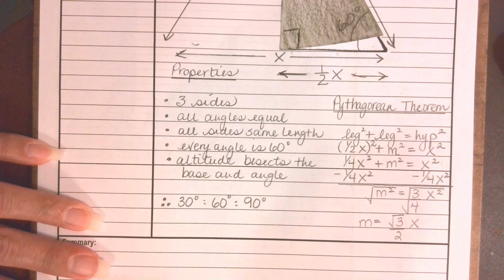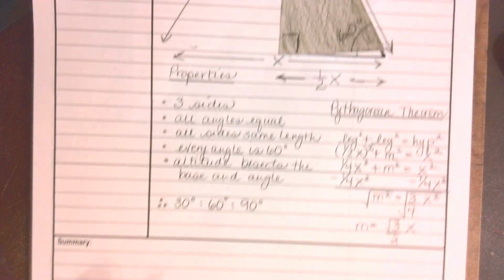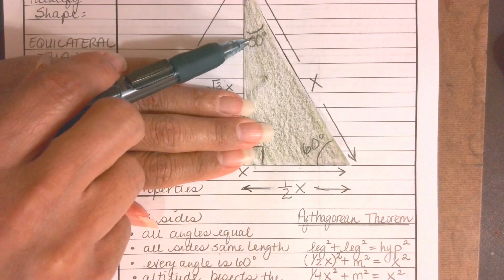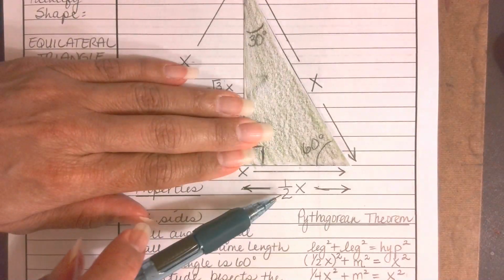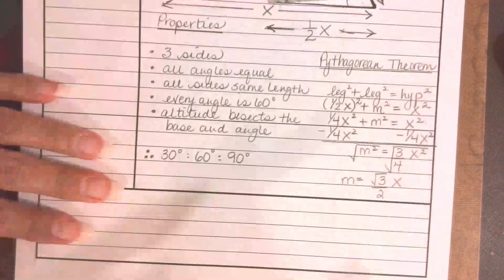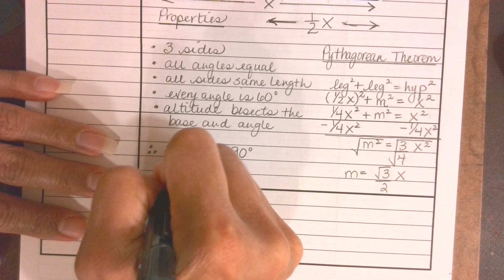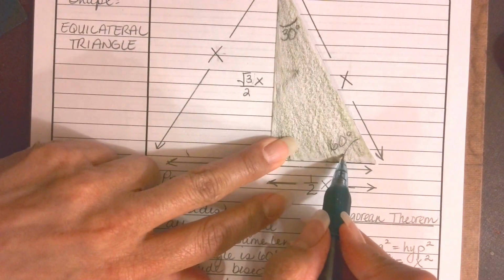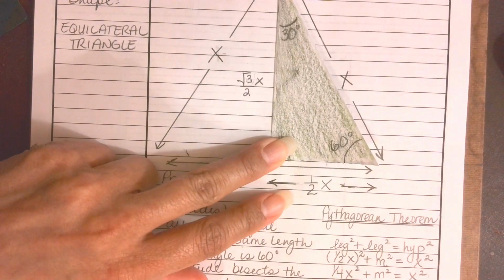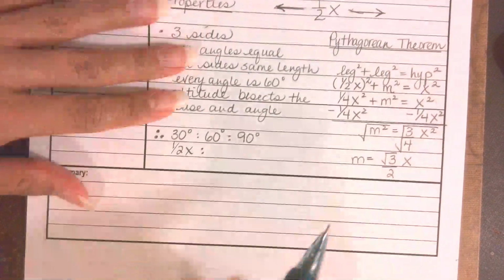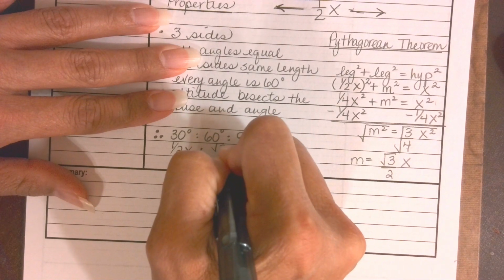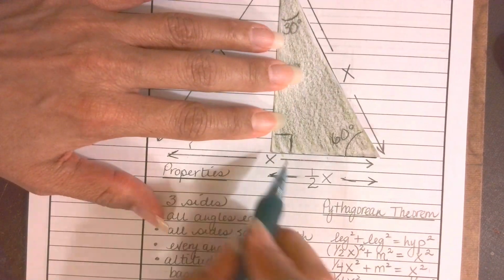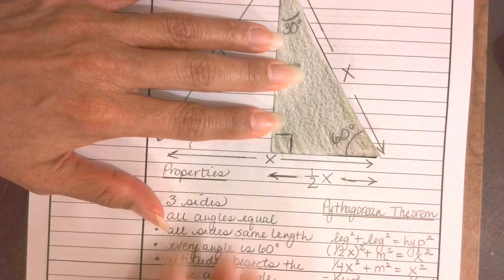90-degree triangle. And the ratios of our 30, 60, 90 would be always, see, there's our 30. Across from 30 is the half x. So I'm going to put the half x over here, 1 over 2x. Across from 60 is the square root of 3 over 2x. And across from 90 is an x.